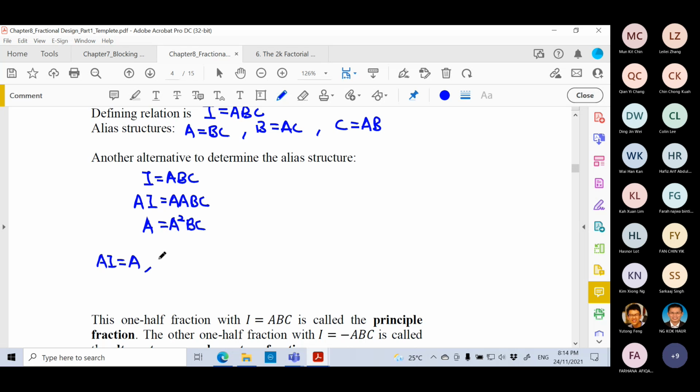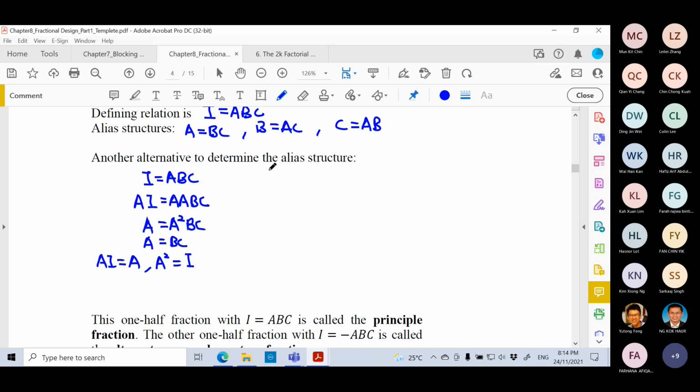Another one is A square. As long as any factor is squared, you will get I. So I is like the multiplicative identity. Therefore over here, you get A equal to BC. So from the generator and the defining relation, you can know which factors are aliases of each other.